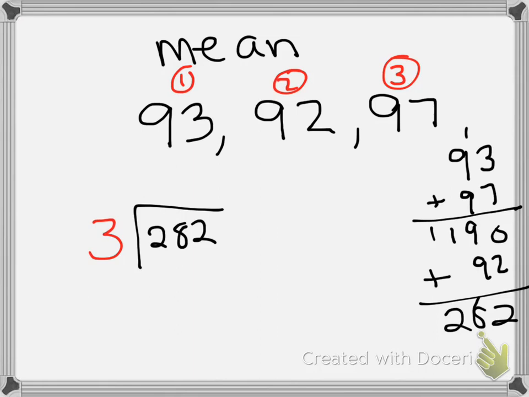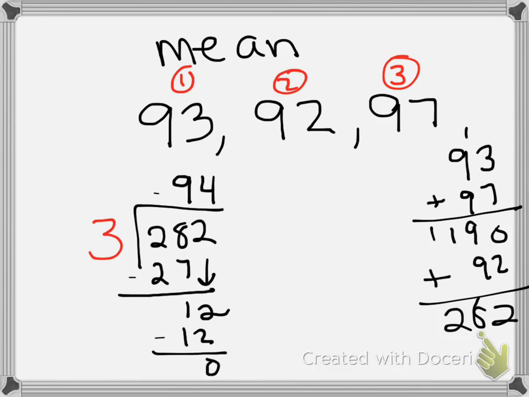3 doesn't go into 2, but 3 goes into 28 9 times. 9 times 3 is 27. I'm going to subtract and bring down, and 3 goes into 12 4 times. I don't have anything left over, so it's a whole number, not a decimal attached. So the average, or the mean, for these 3 numbers is a 94%.